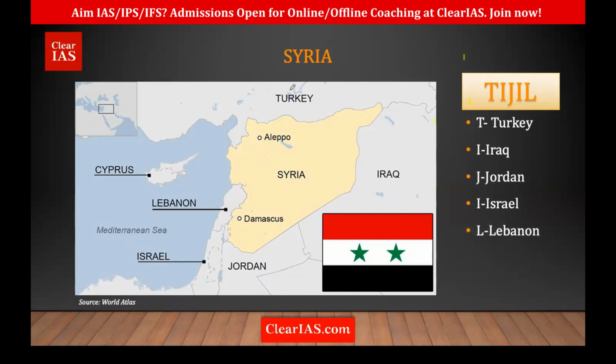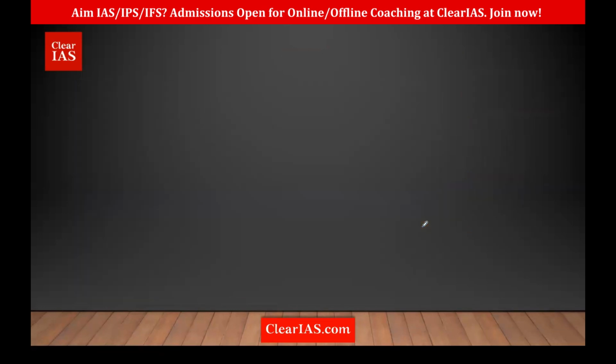So remember, whenever you're talking about Syria, you must remember Tijil. So we have Turkey here, Iraq is here, Jordan is here, and Israel, another I, and Lebanon. Yes, these are the 5 countries bordering Syria. And on one side, we have the Mediterranean Sea. So Turkey, Iraq, Jordan, Israel, and Lebanon. Tijil. So Syria is Tijil. Remember that.